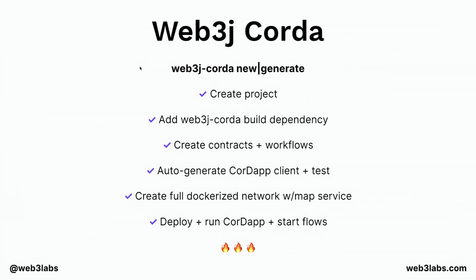So what did we do in here? Our Web3j new and generate does everything from start to end of whatever is necessary. It creates the npm project, gets all the Web3j Corda dependencies, also creates the contracts and workflows, and most importantly, generates the clients necessary to get going with it. We also have the ability to start up the whole network. We can start a network of any number of nodes, or whichever is convenient, and then we can just start running and executing flows.